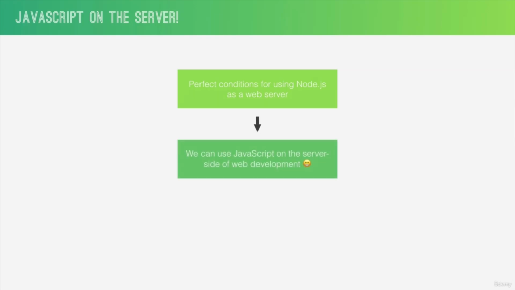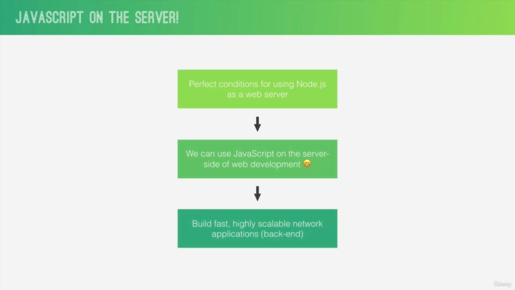Anyway, now that we have JavaScript outside of the browser, in a kind of standalone environment, which is Node.js, we can do so many more things with JavaScript that were completely impossible before, like accessing the file system or better networking capabilities are now possible with Node.js. And all these factors together give us the perfect conditions for using Node.js as a web server, meaning that now we can finally use JavaScript on the server side of web development in order to build fast, highly scalable network applications for powering the backend of our websites or web applications. And this is absolutely fantastic and game-changing for web development.